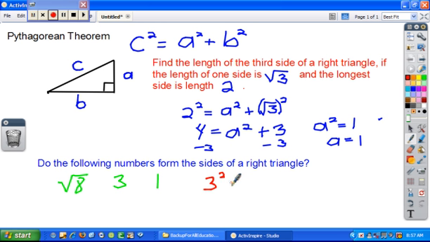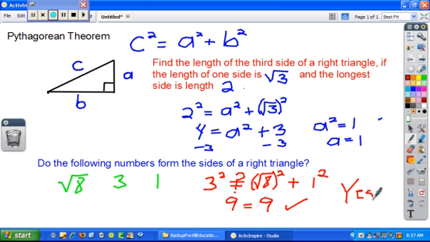That's your C. And I'll put a question mark because I don't know if this is a right triangle or not. And then square root of 8 squared. And then plus 1 squared. Well, I get 9 on the left and 9 on the right. That is a true statement. So your answer is yes, this is a right triangle. If you got a false statement, it would not be a right triangle. So that's Pythagorean theorem, and I hope you enjoy using it as much as I do.